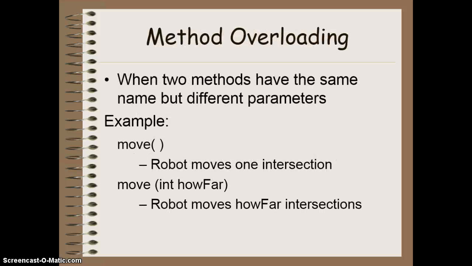The other thing that we can do instead of method overriding is something called method overloading. Similar concept, but a little bit different. Method overloading is when we have two methods that have the same name but different parameters. So in this case, I could have a move method and a move a certain distance method. Both these methods are called move, but they're different in the parameters that are required in order to run them.